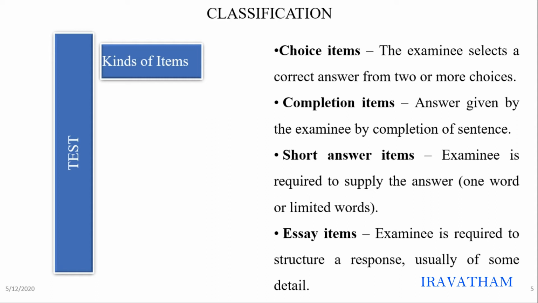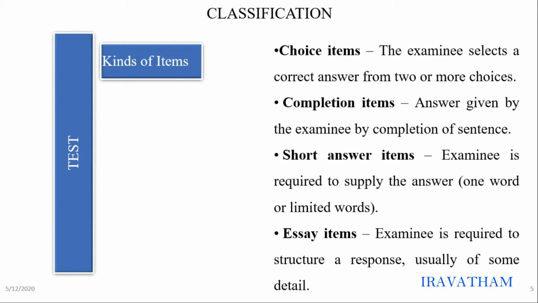The first one is choice item. We are very clear about the multiple choice question. The examinee selects a correct answer from the choices given below the question. The next one is completion item. The answer given by the examinee by completion of sentences. The best example could be the fill up the blanks.